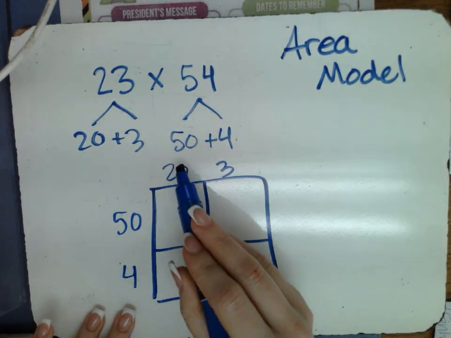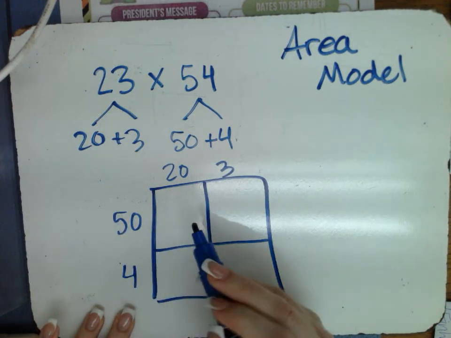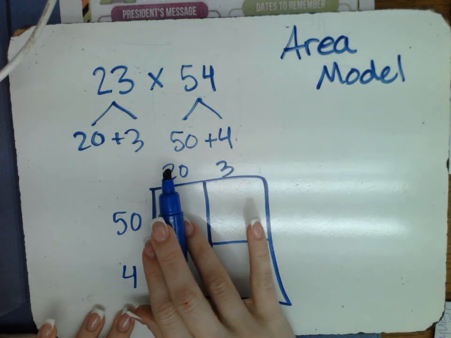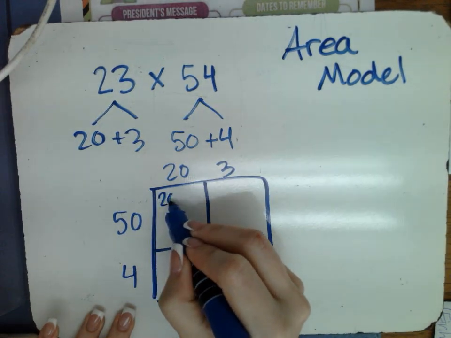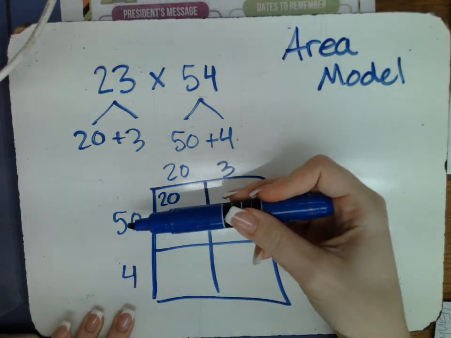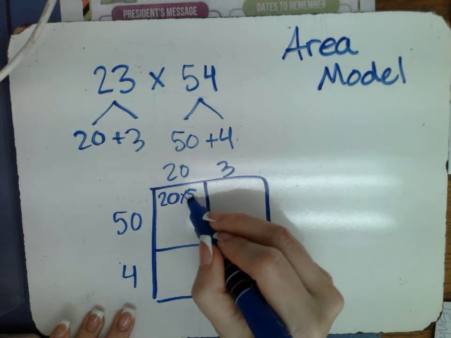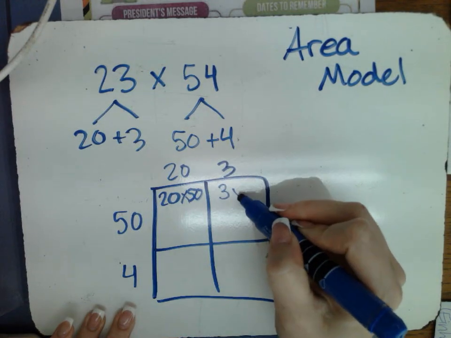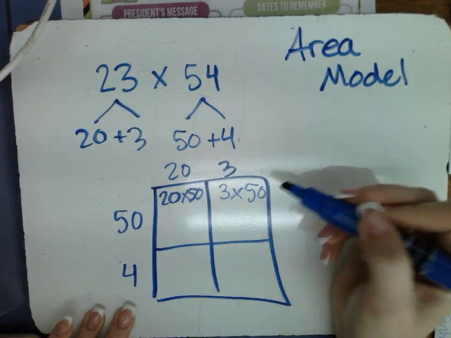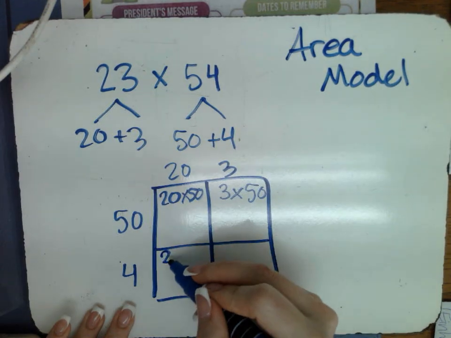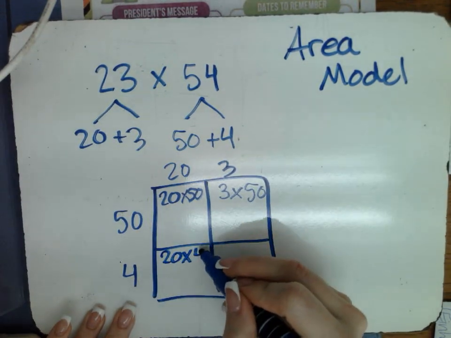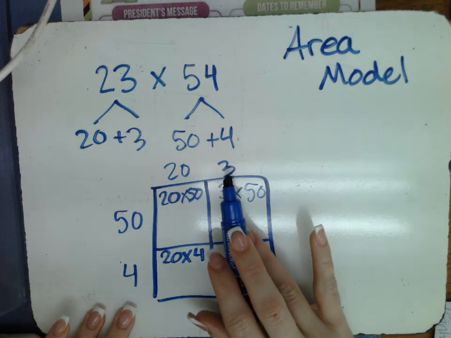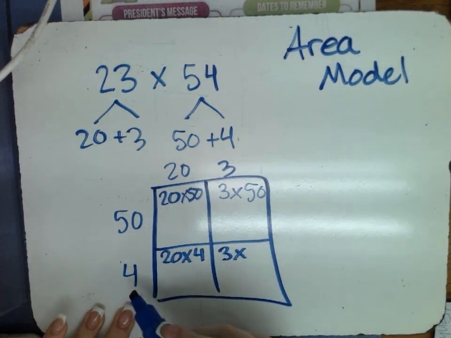And then in each box, that is what I make my equation out of. So whatever lines up on top for this box, 20, and whatever lines up on the side for this box, 50, that's what I would multiply. Same for here. 3 lines up on the top, and 50 still lines up on the side. On the bottom here, I have 20 and 4. And then on the bottom in this right corner, I have 3 and 4.